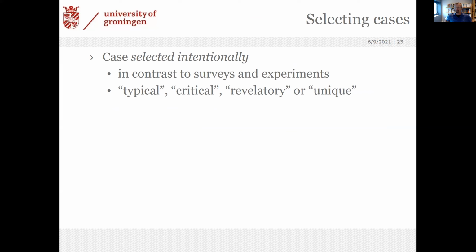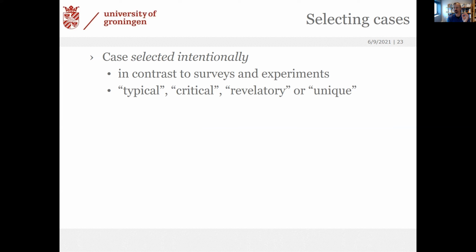How do you select cases in a case study? You do that intentionally. So this is in contrast to surveys and experiments where you randomize as far as you can. In case studies, you want intentionality because you're studying either typical, critical, revelatory, or unique cases. This means that you are choosing, you're cherry picking what you want to study.